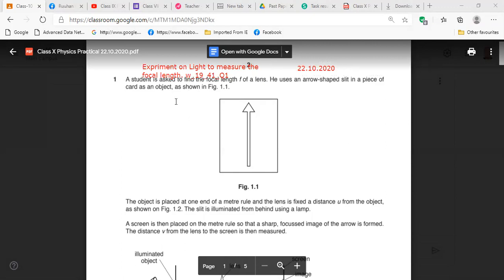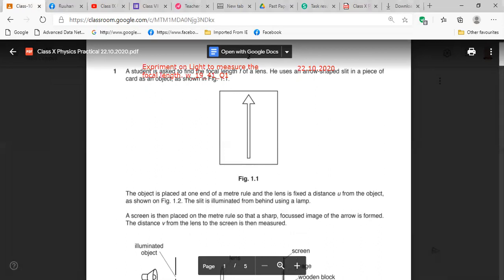A student is asked to find the focal length f of a lens. He uses an arrow-shaped slit in a shape of curve as shown as an object, as shown in figure 1.1. The object is placed at one end of the meter rule and the lens is fixed a distance u from the object, as shown in figure 1.2. The slit is illuminated from behind using a lamp. A screen is then placed on the meter rule so that a sharp focus image of the arrow is formed. The distance v from lens to the screen is then measured.